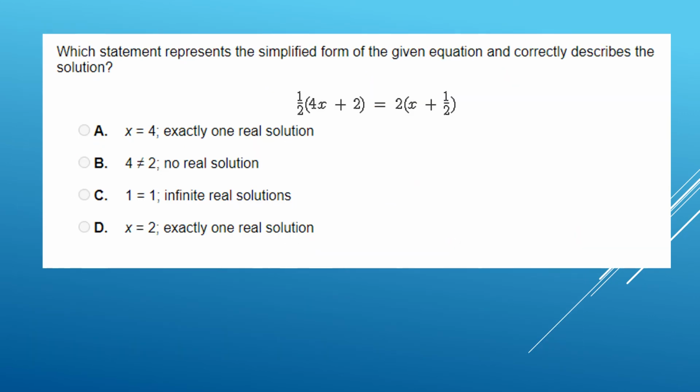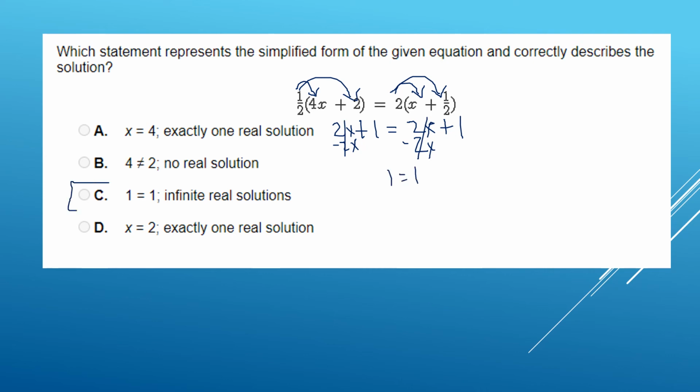Which statement represents the simplified form of the equation and correctly describes the solution? So let's go ahead and spread the wealth. 1/2 times 4 is 2. 1/2 times 2 is 1. 2 times x is 2x. 2 times 1/2 is 1. Because these two are the exact same, if I subtract 2x from both sides, I do get 1 equals 1. And that means infinitely many solutions, or infinitely real solutions.